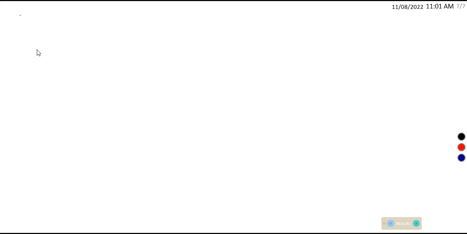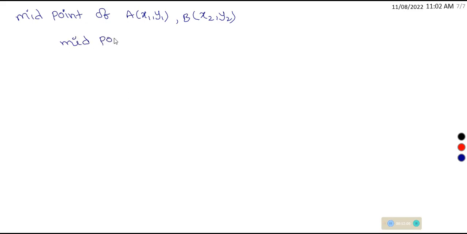Next formula: midpoint of two points. Midpoint of A (x1, y1) and B (x2, y2). So what is the midpoint formula? Midpoint of AB, this is also very simple. Midpoint means the middle point of the given two endpoints. That will be the midpoint formula.